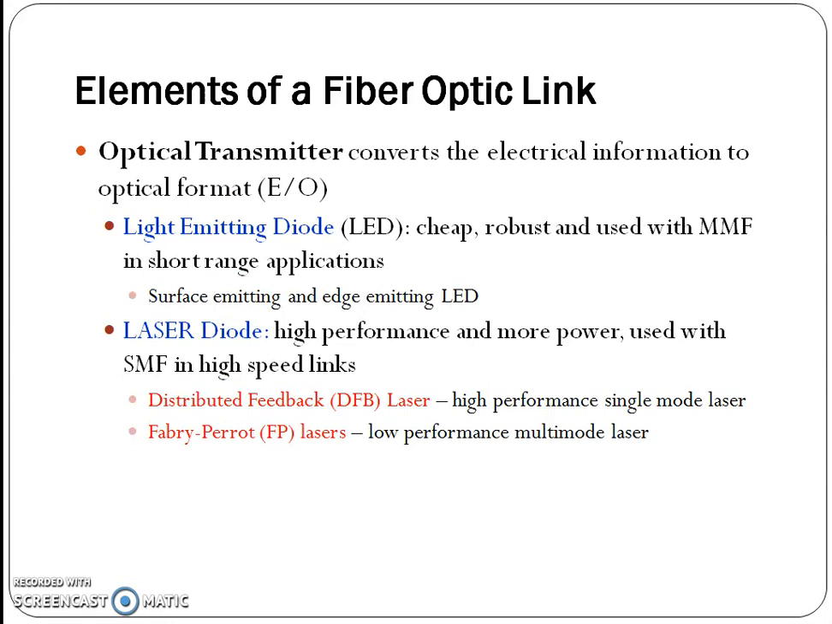Then the optical transmitter converts the electrical information to optical format. Light emitting diode is cheap, robust, and it is used with multimode fiber in short range applications. Laser diode is a high performance optical source. It has more power and it is used with single mode fiber in high speed links. Popular examples of laser diode are distributed feedback laser and Fabry-Perot lasers.